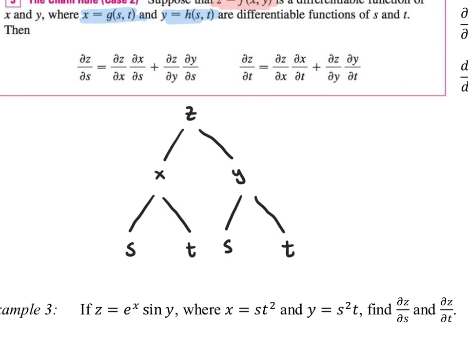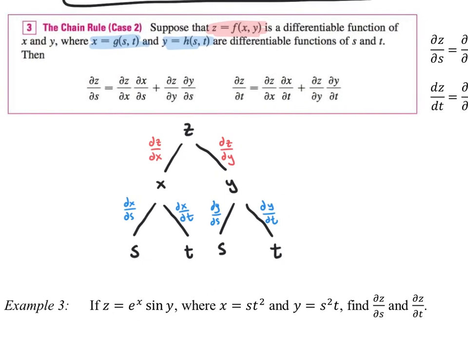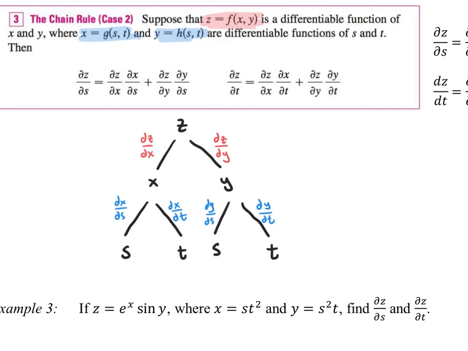So for example, this would be the partial derivative of z with respect to x. This would be the partial derivative of z with respect to y. The next layer would be the partial derivative of x with respect to s, partial derivative of x with respect to t, and then the partial derivative of y with respect to s, and partial of y with respect to t. So let's compare it to our formula right here that I'm highlighting.